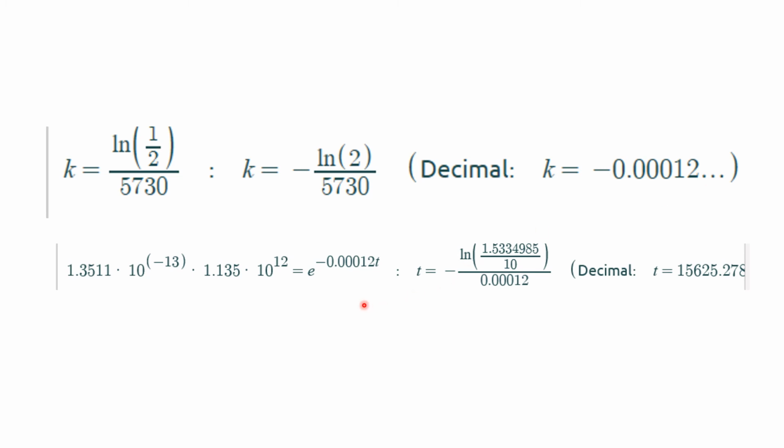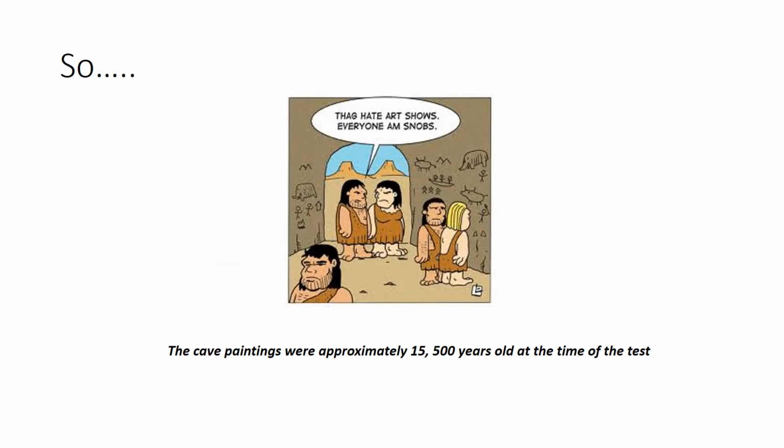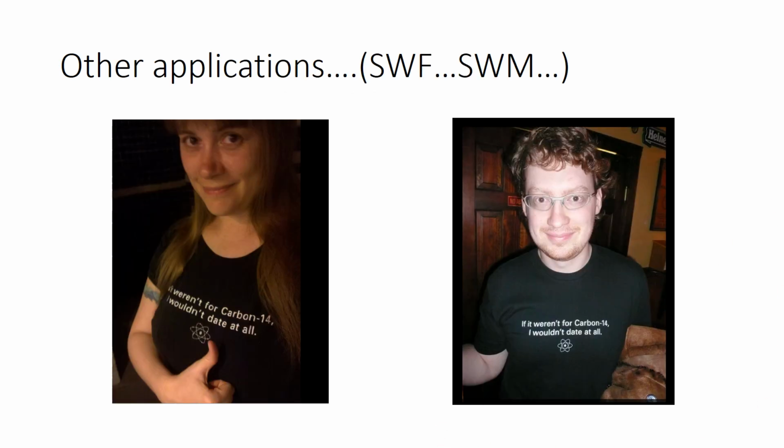And we in fact then can say, if we measure the concentration that was in the ash, which was this number, and solve for t, we find that the ash is 1,506.25 and change years old. So the cave paintings were approximately that old at the time of the test. Now, there are many applications of this, including understanding novelty t-shirts.